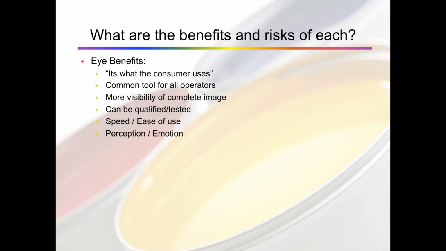There's more visibility of your complete image when you're using the eye, where the spectrophotometer is going to look just at one small area. So where the eye can evaluate many different things, the visual quality of the print, how process inks are being built together, that's a very good benefit of being able to gather all that information very quickly and see what's going on. The eye can also be qualified and tested for its color perception, so that you know if the eye has any deficiencies that you need to be concerned with, or if you have pretty good color vision.